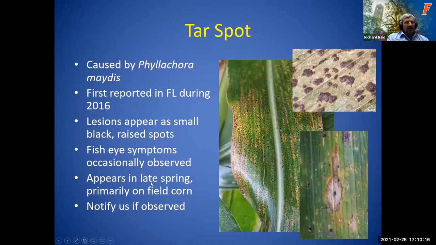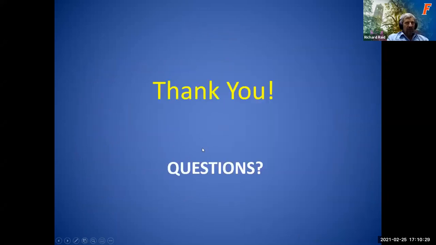When we've seen it, it appears in late spring, primarily on field corn. I've only seen it on sweet corn that has been non-sprayed with fungicides. So we think that fungicides do an excellent job in keeping it out of sweet corn.